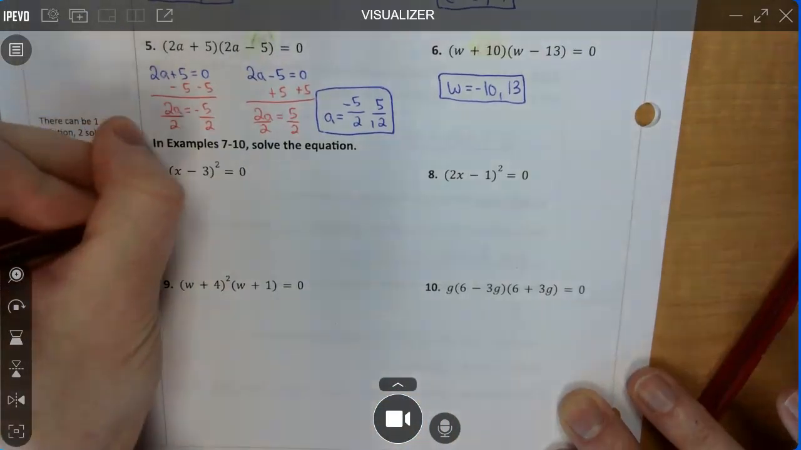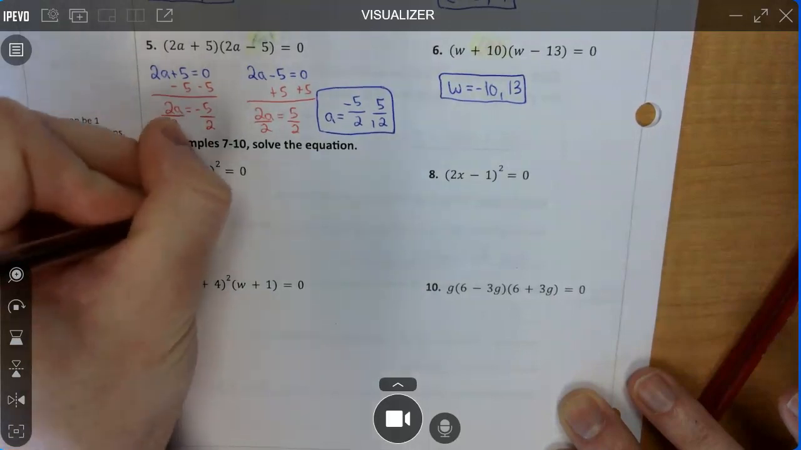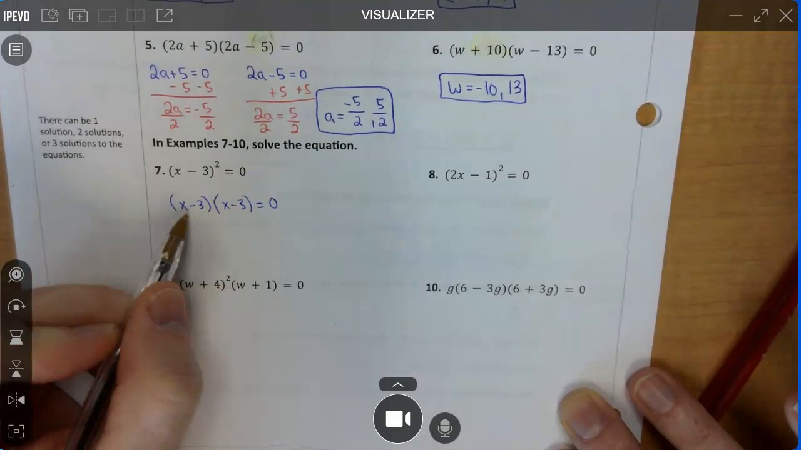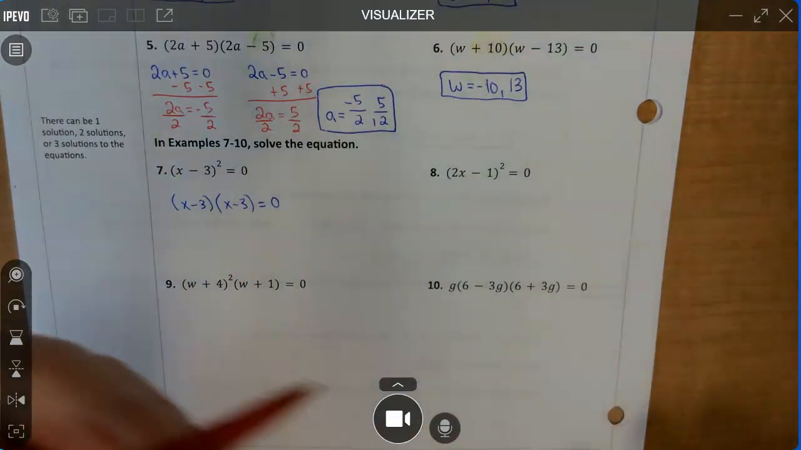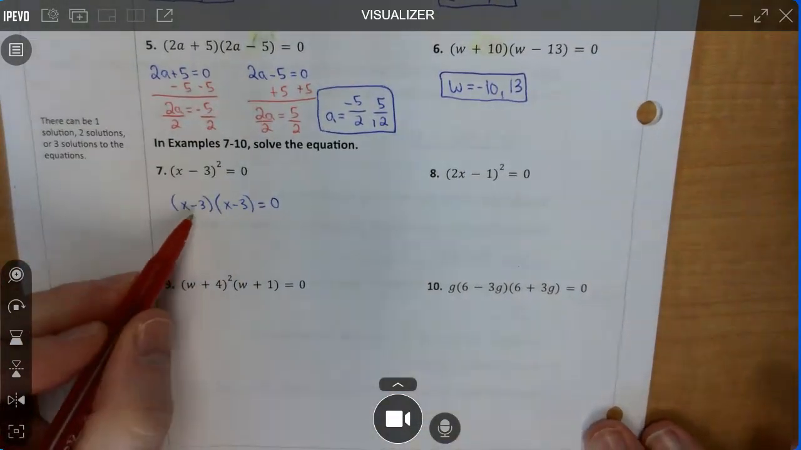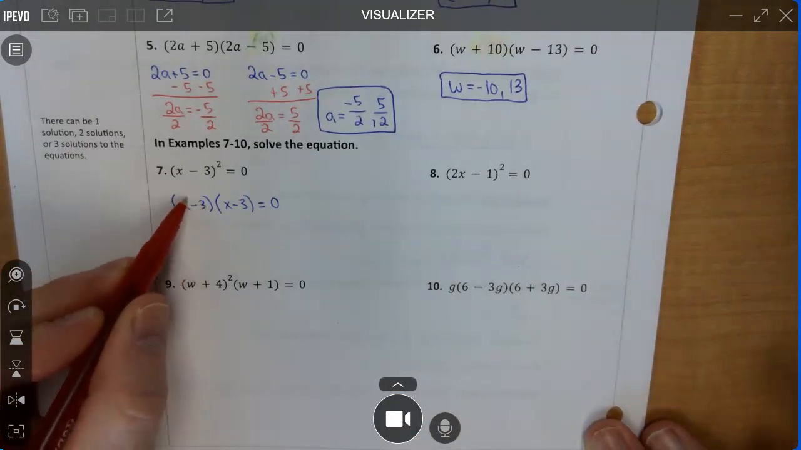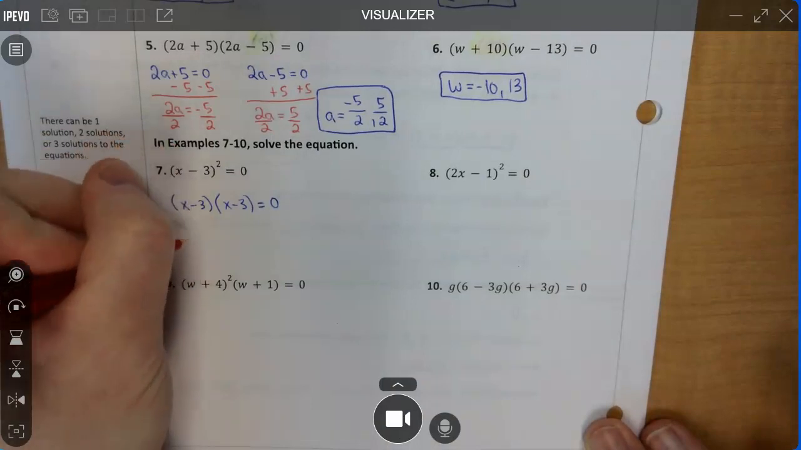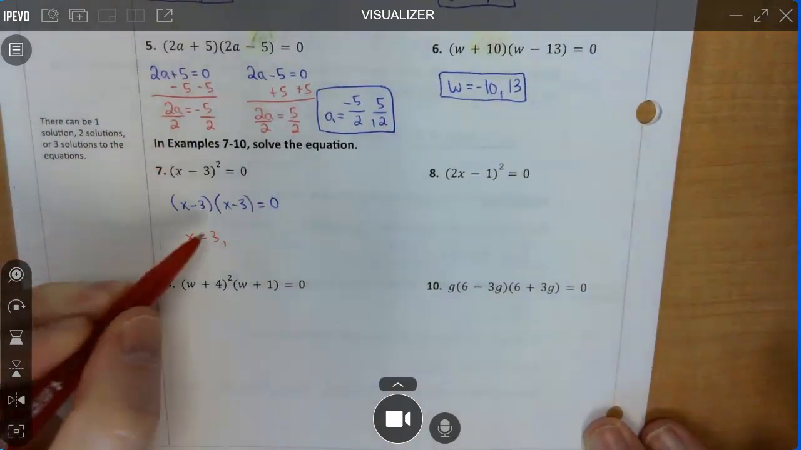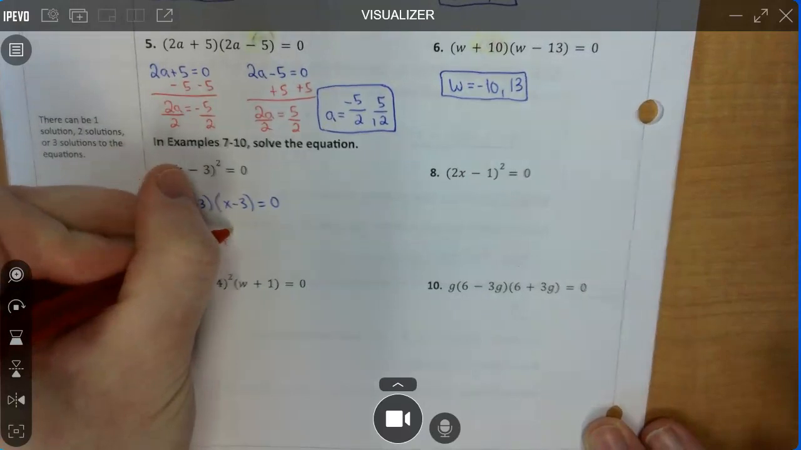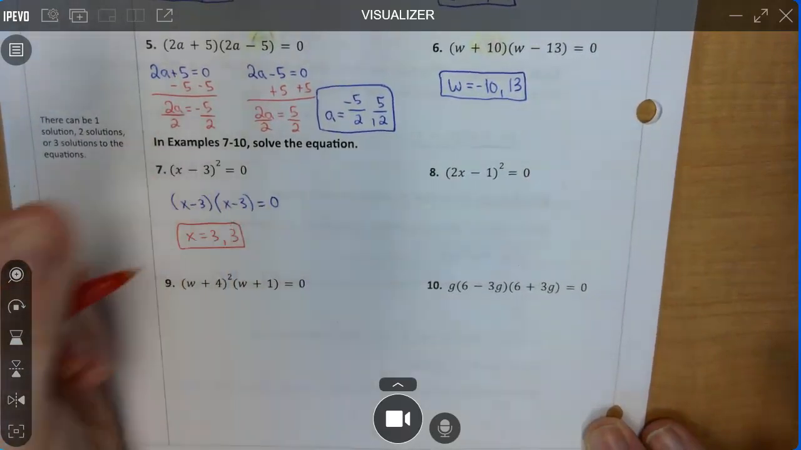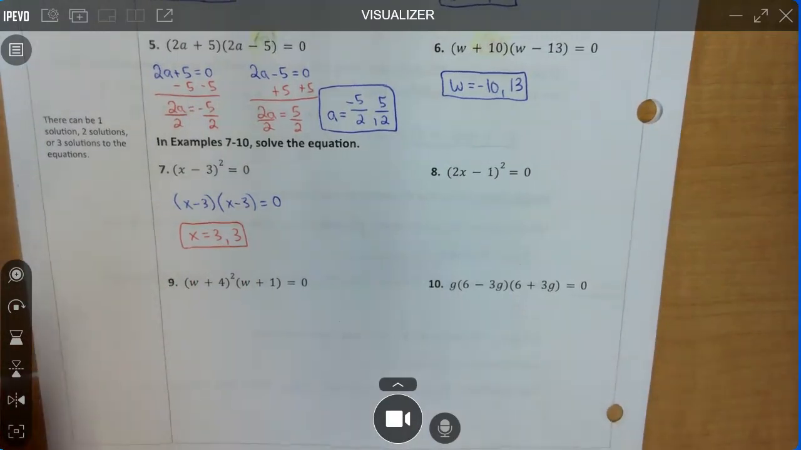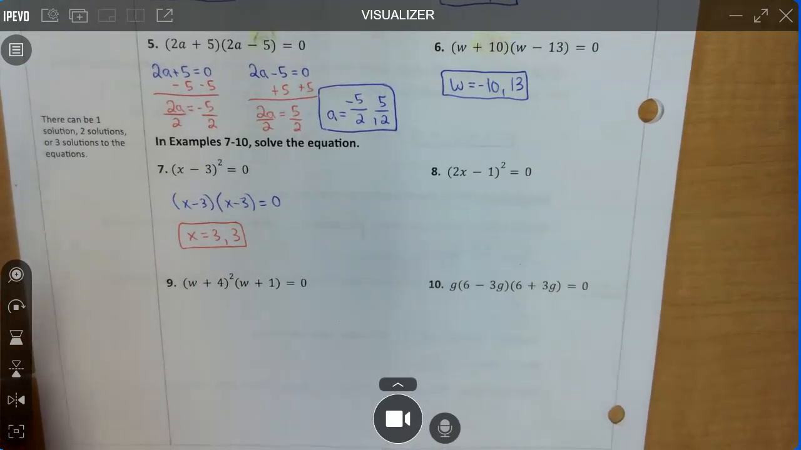Number 7, we have x minus 3 being multiplied by itself. So I expand this, and now both of these are saying the same thing, which means there's only going to be one answer. There's only one number that makes this binomial 0. That same number is also what makes this 0. So I know for this binomial, x is 3, and for this binomial, x is also 3. And we are going to get in the habit of writing both of them. That's going to become more important later in the chapter and also for chapter 8.